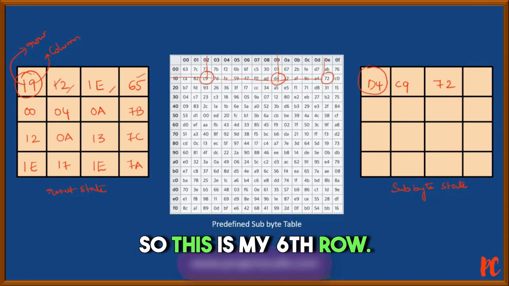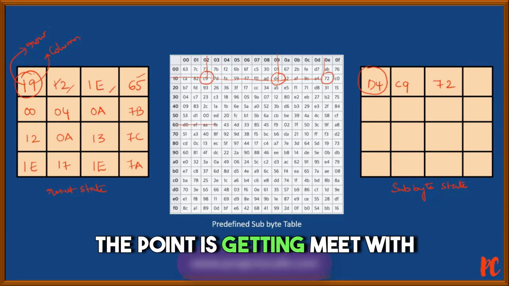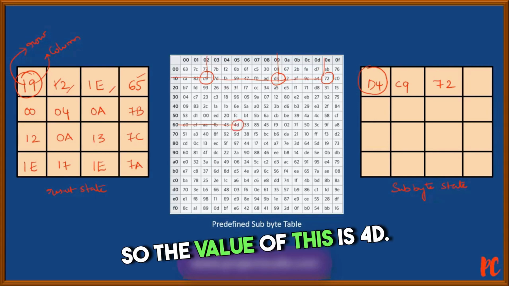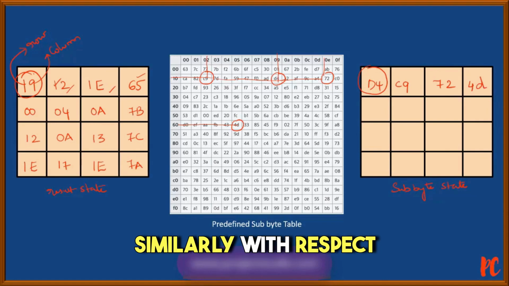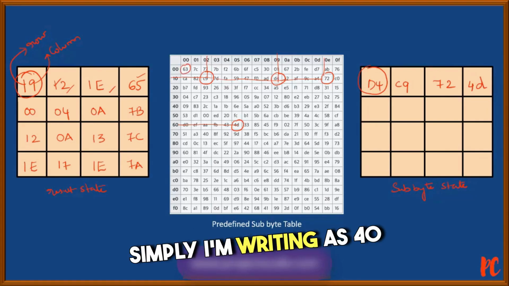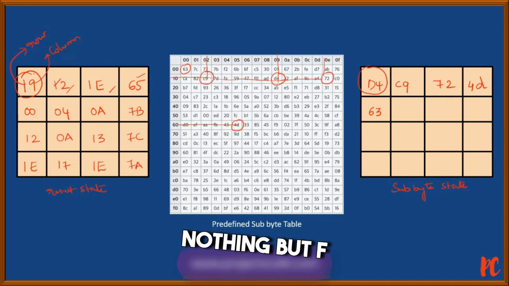So this is my 6th row, a point of intersection where the 6th row meets the 5th column, and this is 4D, right? So the value of this is 4D. Similarly, with respect to 0 0, the point at which 0 0 is meeting is 63. So simply I am writing it as 63. 0 4, 0th row and 4th column, is nothing but F2.